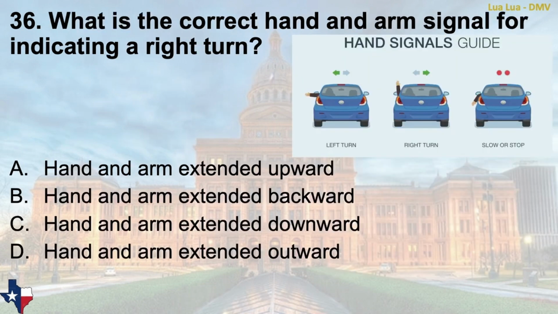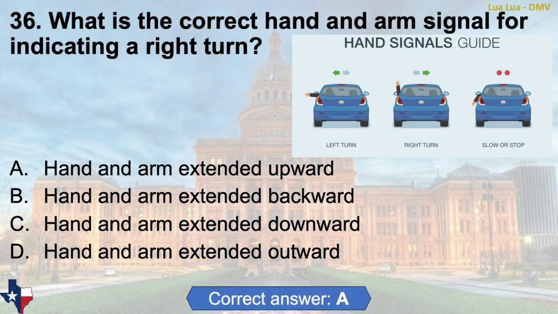Question 36. What is the correct hand and arm signal for indicating a right turn? A. Hand and arm extended upward. B. Hand and arm extended backward. C. Hand and arm extended downward. D. Hand and arm extended outward. The correct answer is A. Hand and arm extended upward.